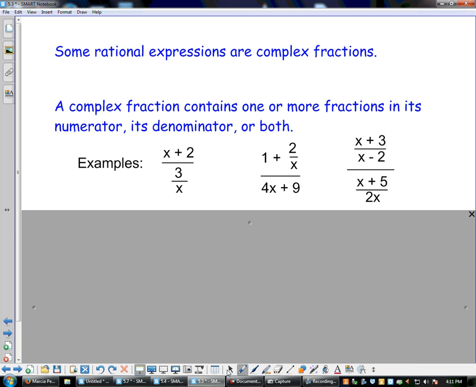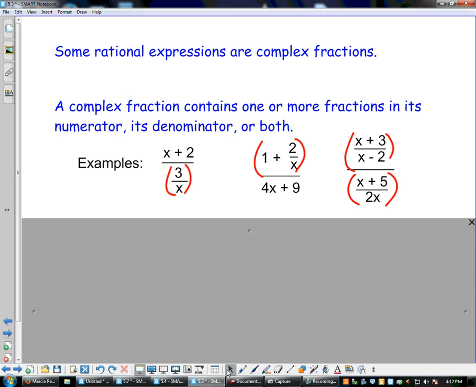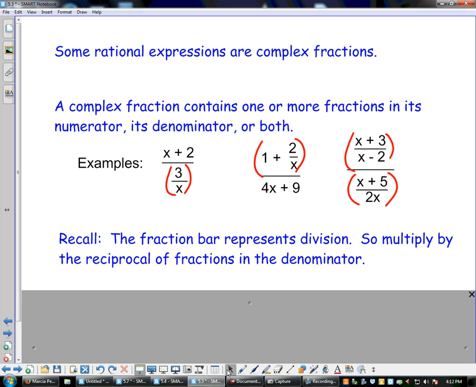Here, notice we have a fraction in the denominator. Here we've got a fraction kind of added to an integer in the numerator of a fraction. And here we've just got a fraction divided by a fraction. These are all called complex fractions. Remember that the fraction bar represents division, so multiply by the reciprocal of fractions in the denominator.